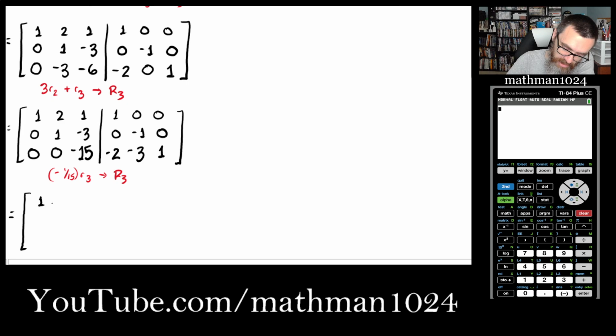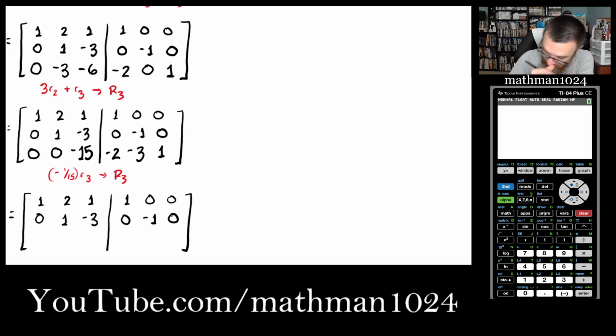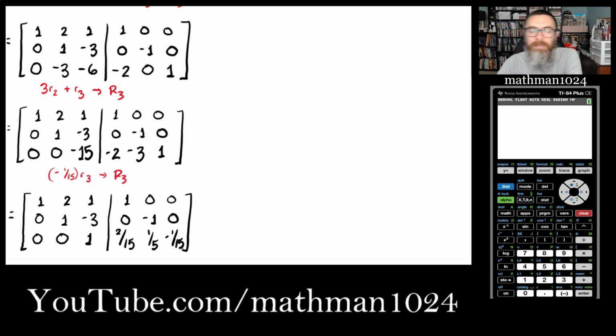So all we're changing is going to be that last row. Everybody else stays the same. So be very careful as you go from one line to the next. Don't change things. So we have 0, 0. This is now going to become a 1. And you're dividing everything else by negative 15. So it becomes a positive 2 over 15. Negative times negative is positive. 3 over 15 is 1/5. And then we have negative 1/15.